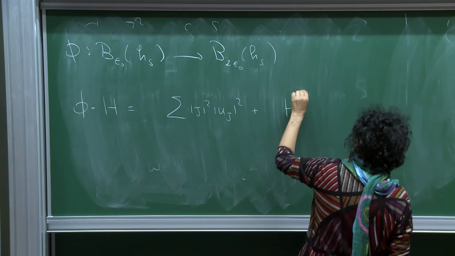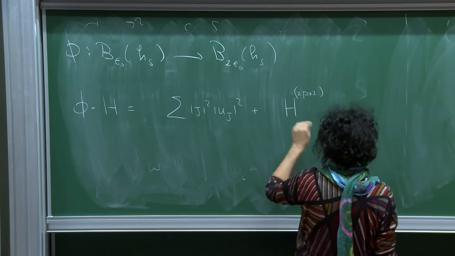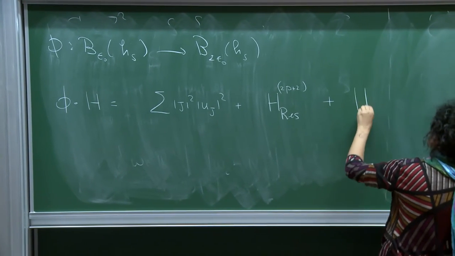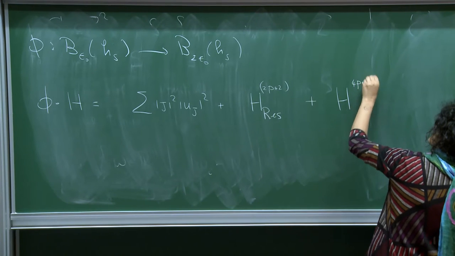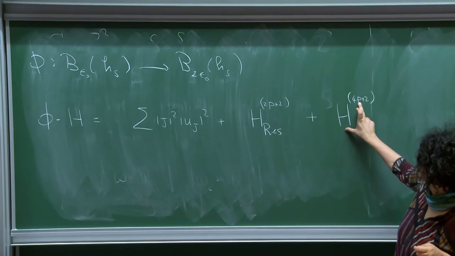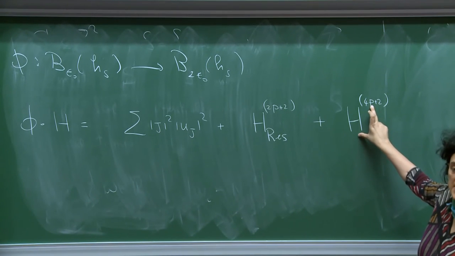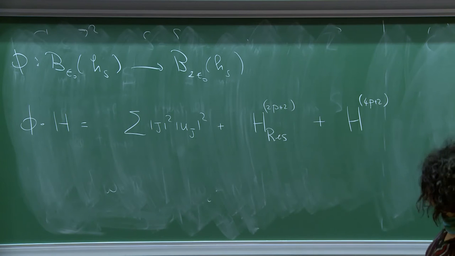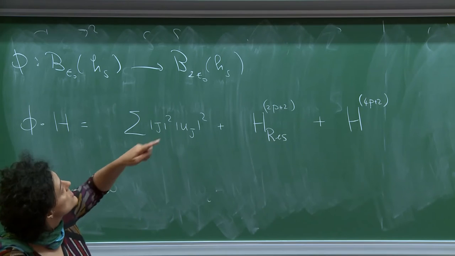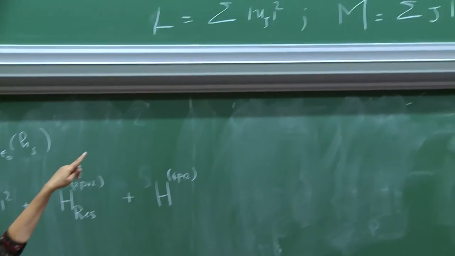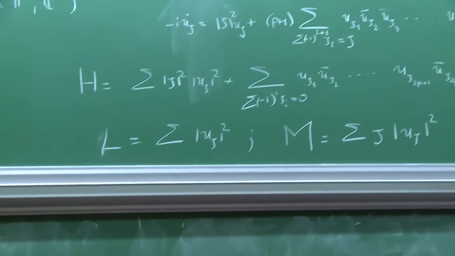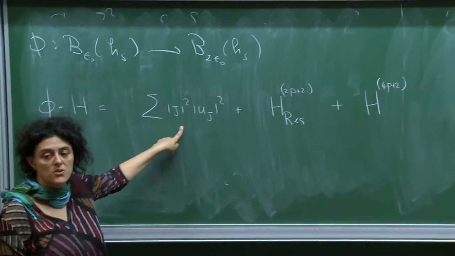Here, I have a polynomial of degree 2p plus 2, but which is resonant. And I will define what it means. And here, I have a remainder, which is of higher degree. So this is the minimal degree of this as a polynomial, okay? And here, H resonant is just a projection of the nonlinearity of the Hamiltonian onto the subspace of analytic functions which Poisson commute with the term of degree 2.